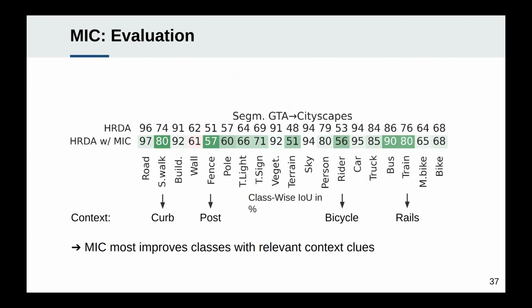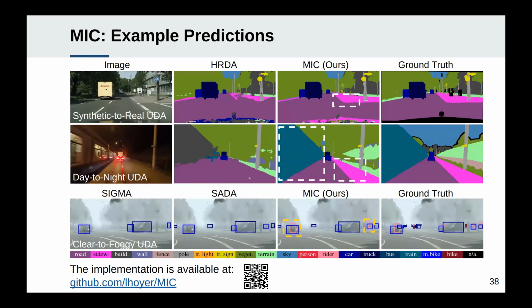When we look at the class-wise analysis, we can see that the classes that improve the most are actually the ones that have relevant context clues. So for example, the curb for the sidewalk, posts for fences, bicycle for riders, or rails for train. Here we can see some examples. Similarly, you can see the curb over there. It fills in the sidewalk part correctly, while HRDA struggled with that.